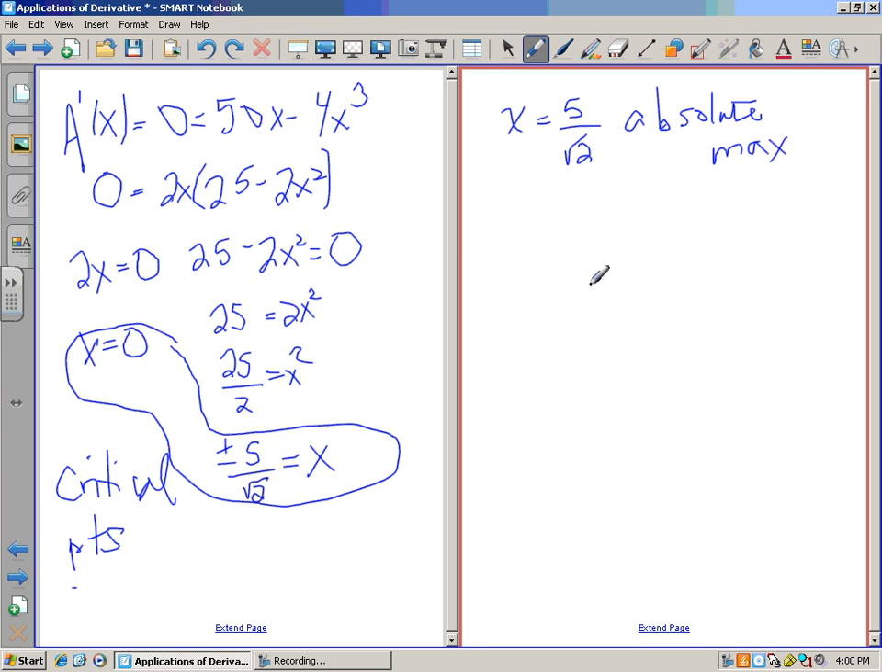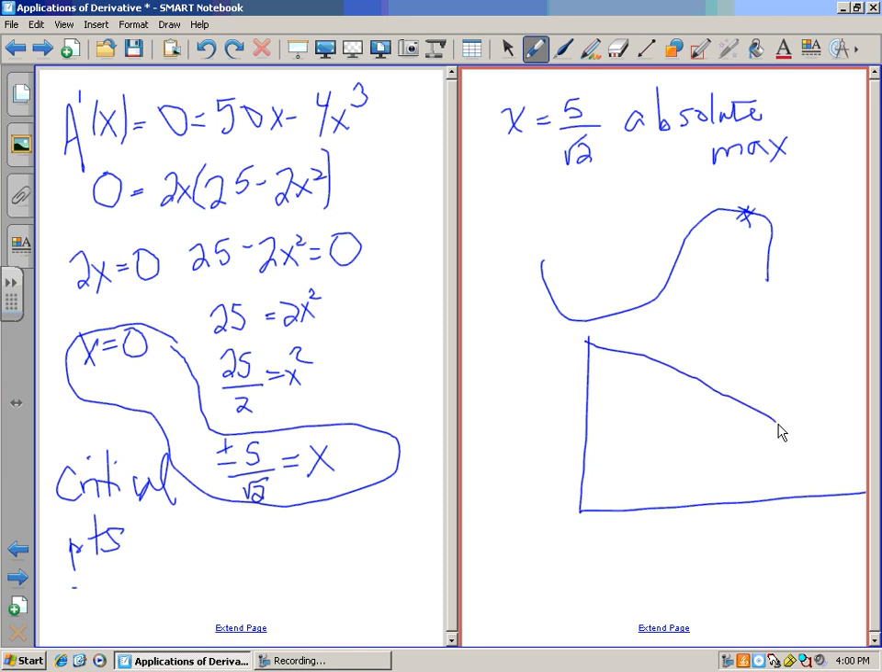So consider on my graph, I have an absolute max. It was like about right here. And what they wanted to know is the dimensions of my triangle.